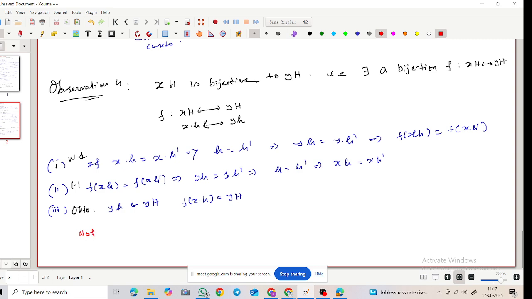Note: take y equals e. Then what do you get? H is bijective to xH, because eH is H. So every xH is bijective to H. Clear?